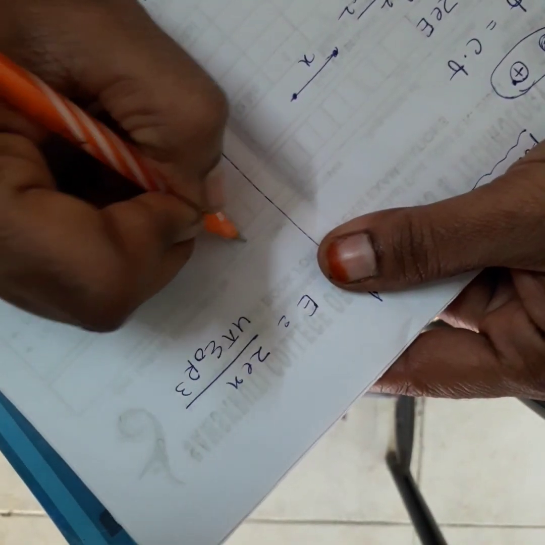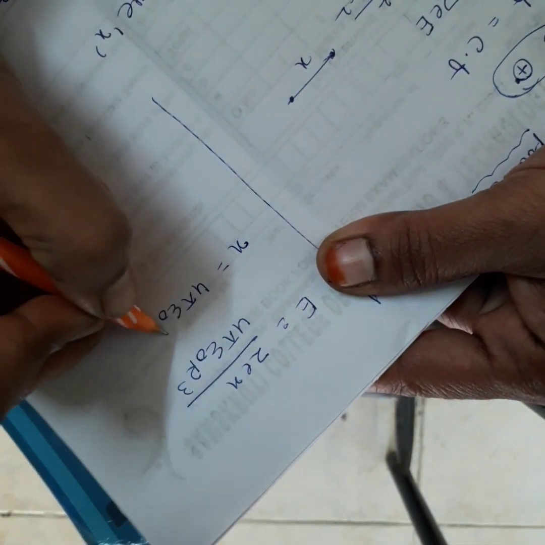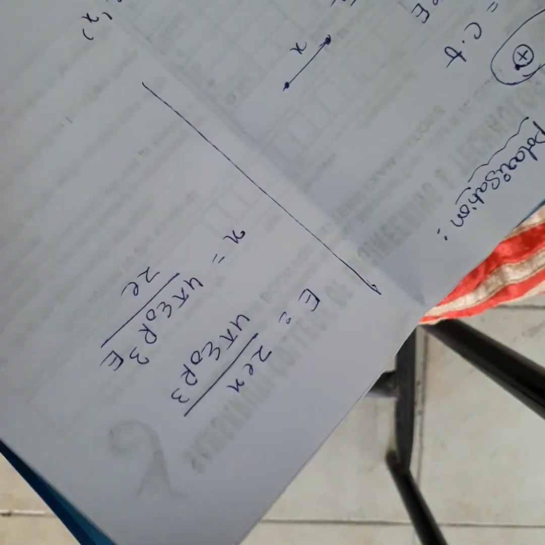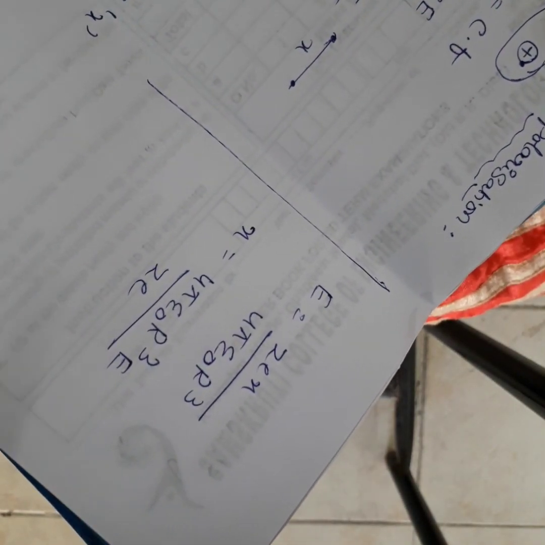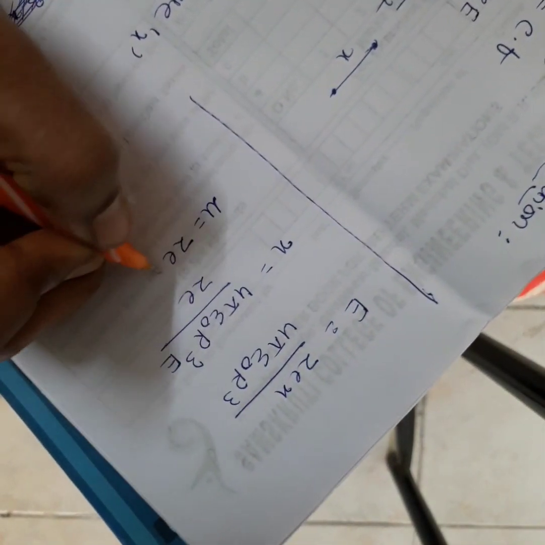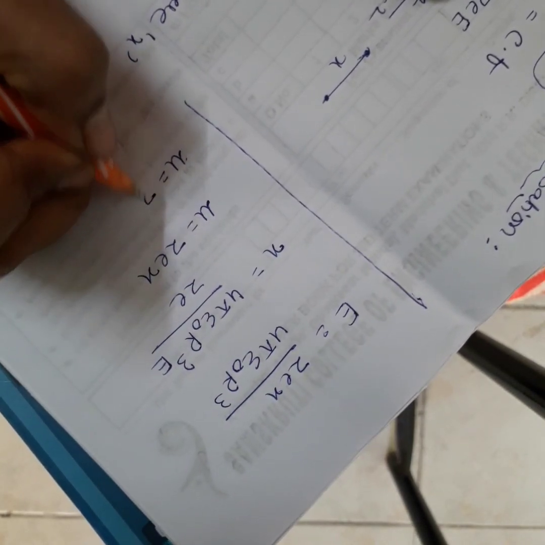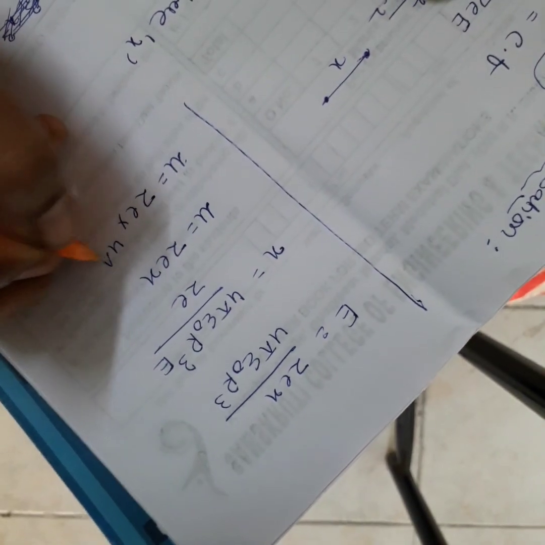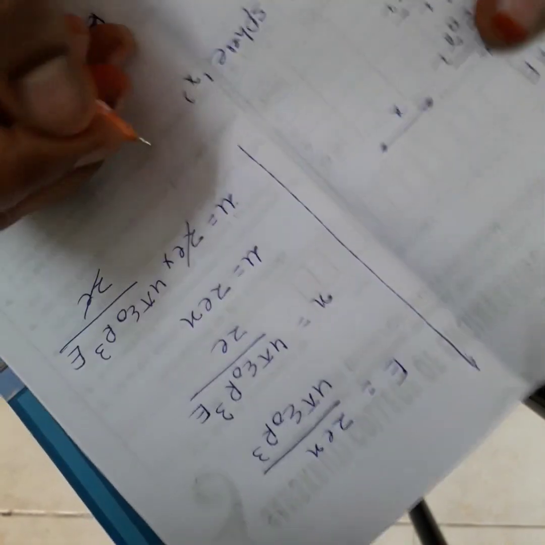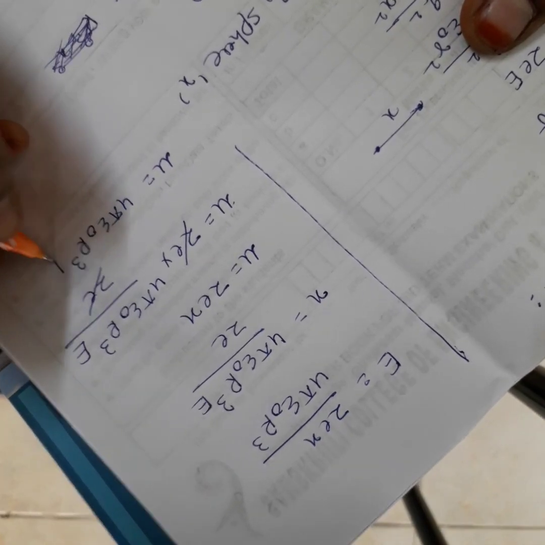From this we can write x as 4 pi epsilon naught into r cube into E by ZE. And we know that polarizability mu is equal to ZE into x. From the polarizability formula, mu is equal to ZE into x, which means 4 pi epsilon naught into r cube into E by ZE. ZE will get cancelled. Mu is equal to 4 pi epsilon naught into r cube into E.